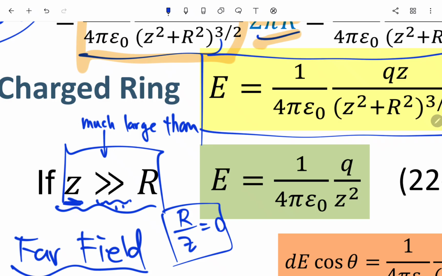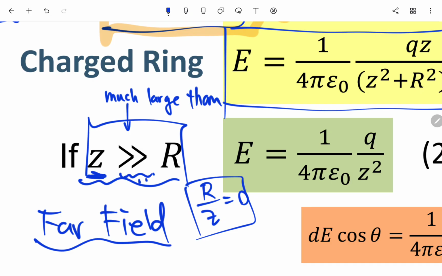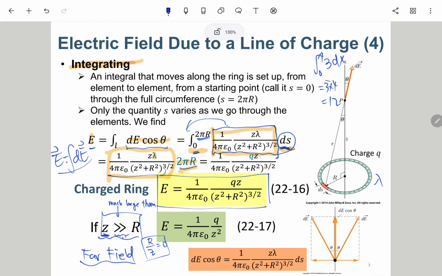So here what we assume is the far field condition, which means we consider a point which is quite far away from this ring. This distance z is quite a bit larger than the radius of the ring. In that case, if z is much larger than r, then this term tends to z squared only, because one is much larger than the other.